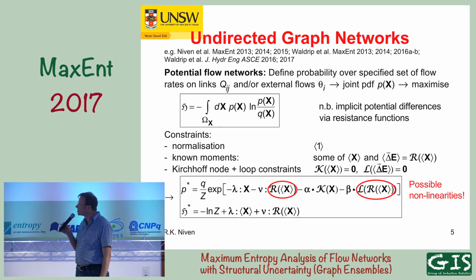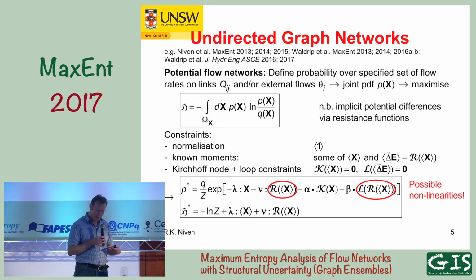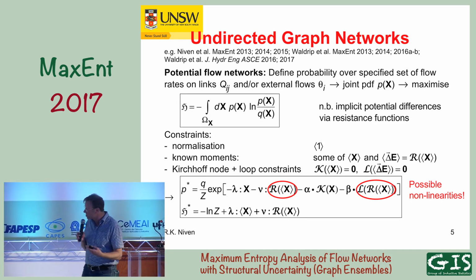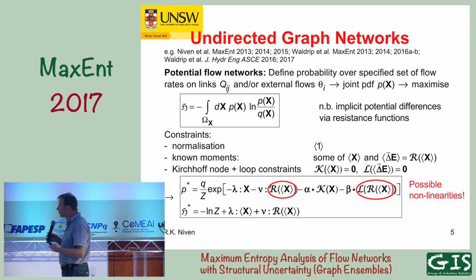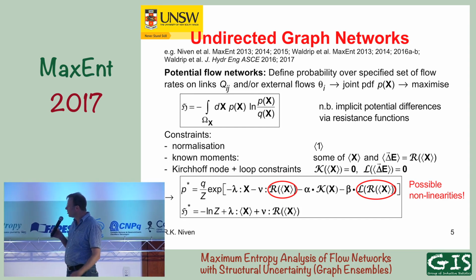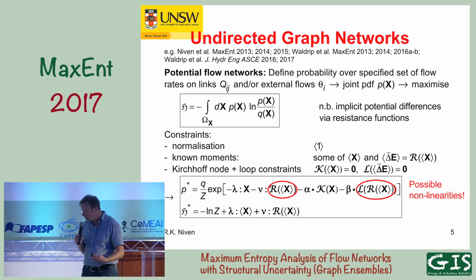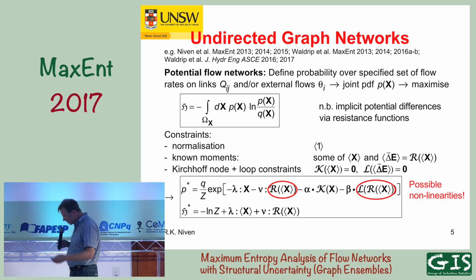And so we use this relative entropy function as shown. And then the potential differences are handled as implicit variables via the use of resistance functions. And that's a nice framework because you can unify many different types of systems that way. And so there's the entropy. You apply constraints. You have normalization, of course. You have some known moments, which might be measurements of some of those flow rates and potential differences. And you've got Kirchhoff's laws. Put it all together, you get your probability.